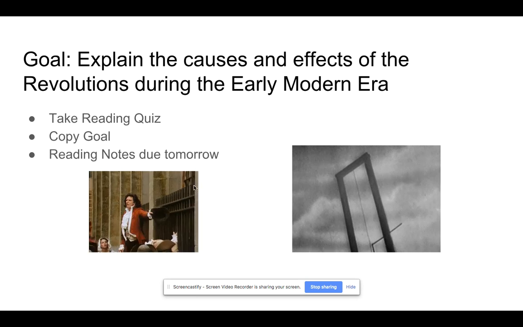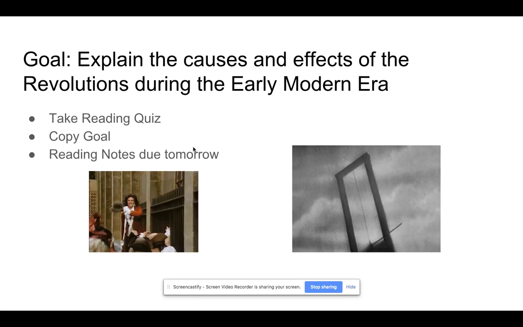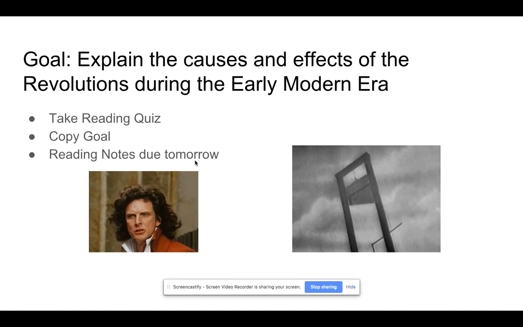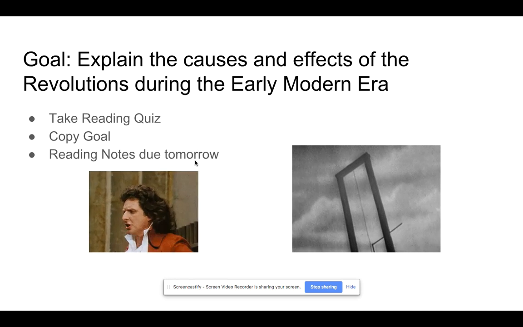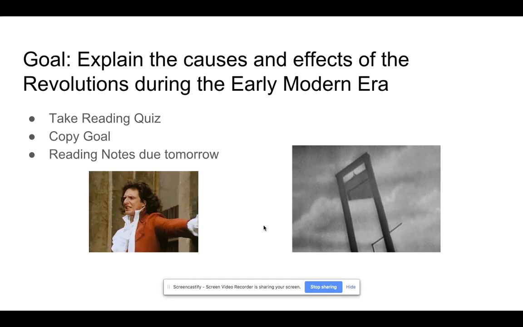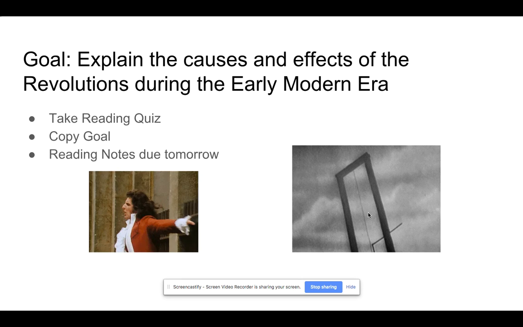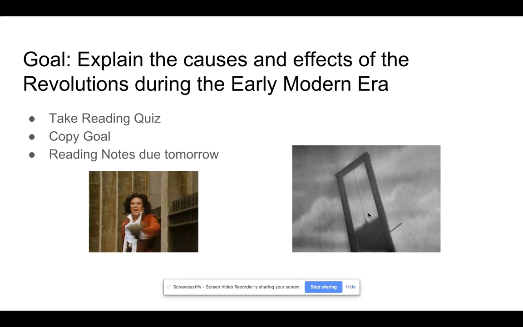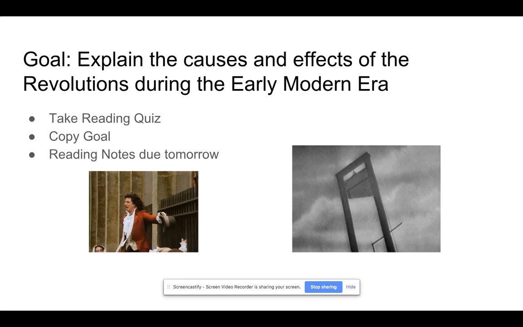So what we did yesterday was we took your reading quiz on Strayer chapter 16, and you do have your reading notes which are due today. All right. Well, you have two images here. You have Maximilian Robespierre, and then you also have the guillotine. And these are two important components looking at the effects of the French Revolution.